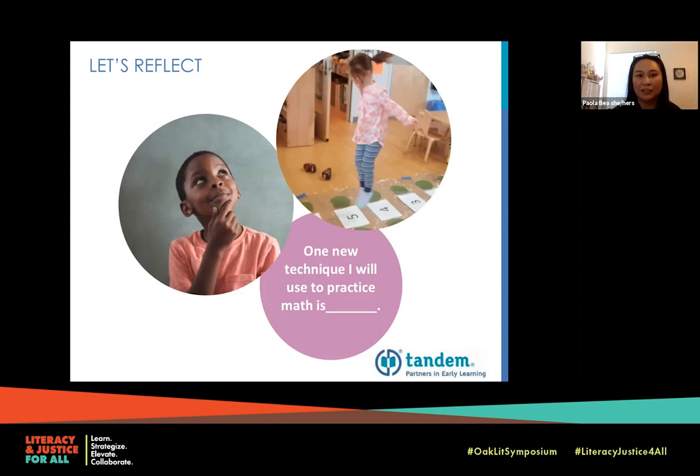Are there any others? Prediction and patterns. Patterning, predicting what will come next. Yes, those are all important. I wish I knew this information when I was a preschool teacher or infant toddler teacher, because I really think it's very beneficial.